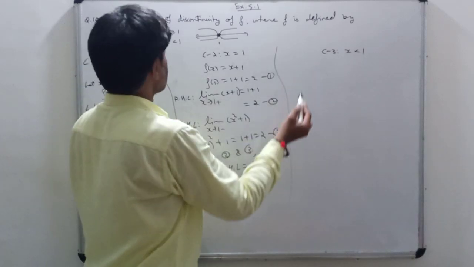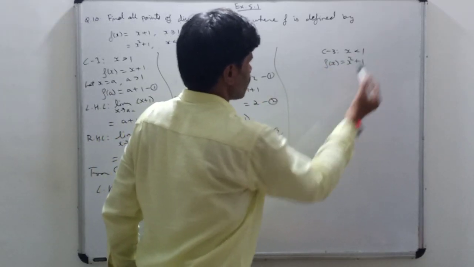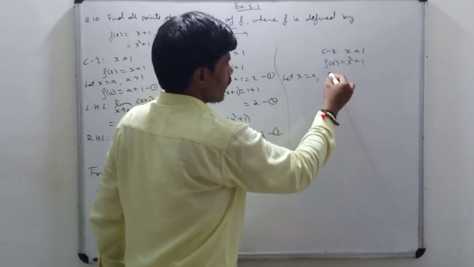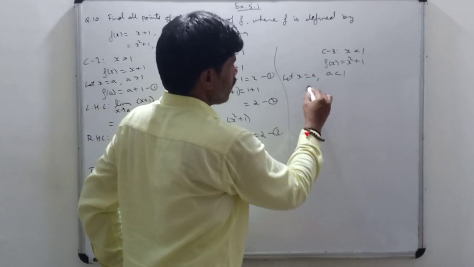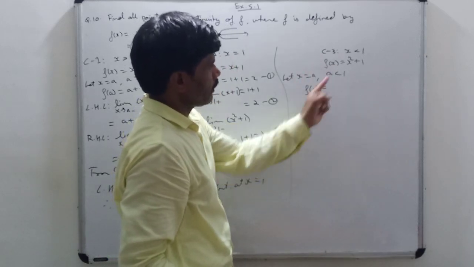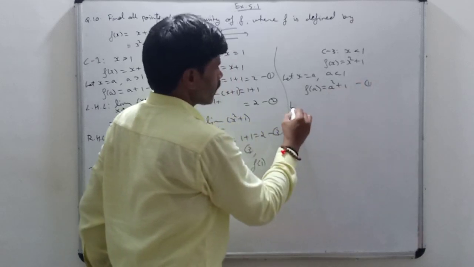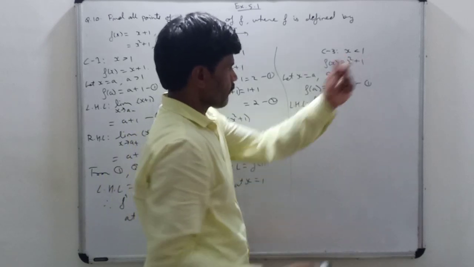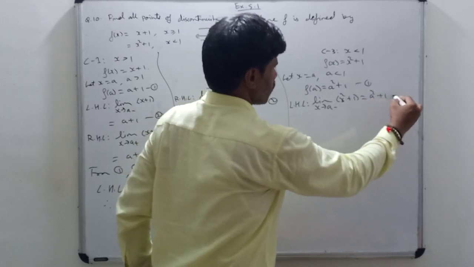Now case 3, when x is less than 1, what is the function? f(x) is equal to x² + 1. Okay, so let x equal a, where a is less than 1. So f(a) will be what in this case? On the left hand side, in place of x we are putting a, so on the right hand side also you have to put a. So a² + 1. Give it result number 1. Now you find out the LHL, that is the left hand limit. Limit as x tends to a minus of f(x). f(x) here is x² + 1. So apply the limit: a² + 1. Give it result number 2.